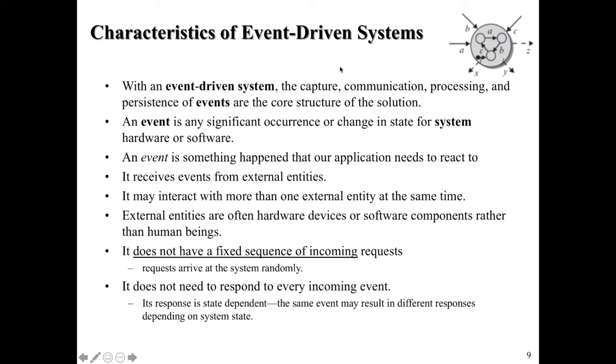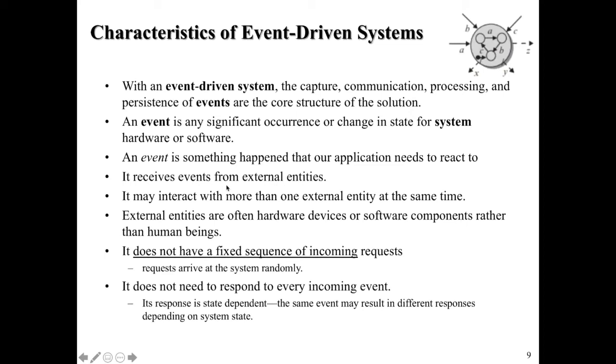So event-driven systems capture the events, external events, and this includes the communication of the events, processing of the events, and persistence of the events. Meaning whatever events are happening, you are dealing with all of the events. So event-driven systems are characterized by these four major operations: capturing of the events, communication of the events, processing of the events, and persistence of the events.